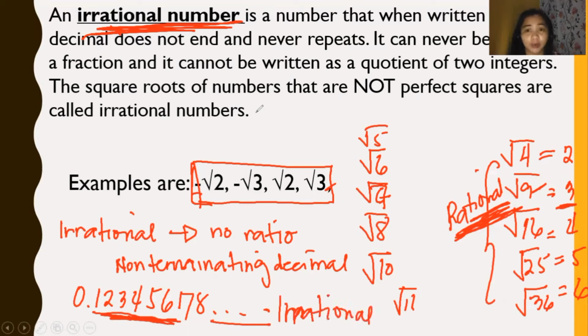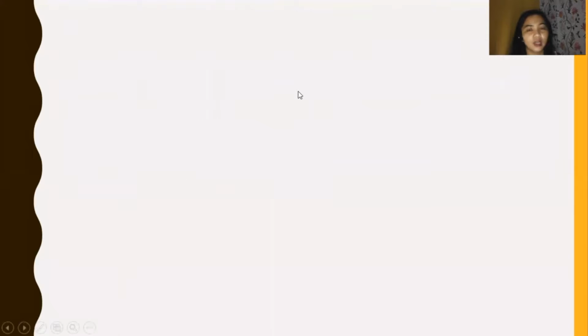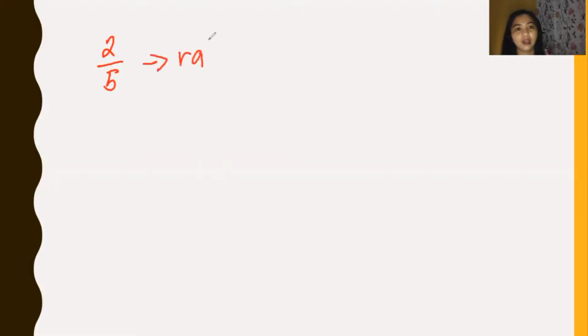So, irrational po. Yan yung irrational numbers natin. Now, let's proceed to the next slide. Okay, magbibigay ako dito na example. Tell me if it is an irrational or rational. So, we have 2/5. Ang 2/5 ay rational. Bakit? Kasi it is a fraction.